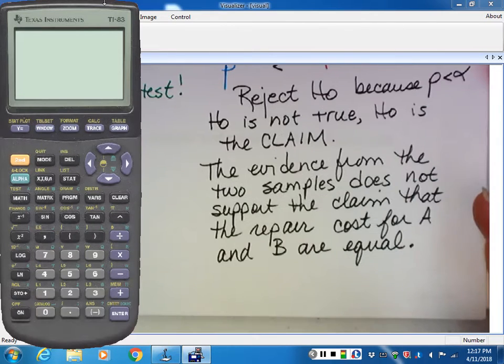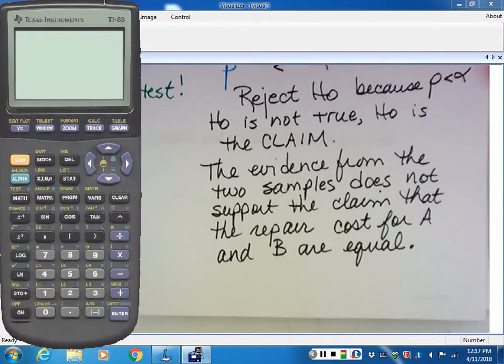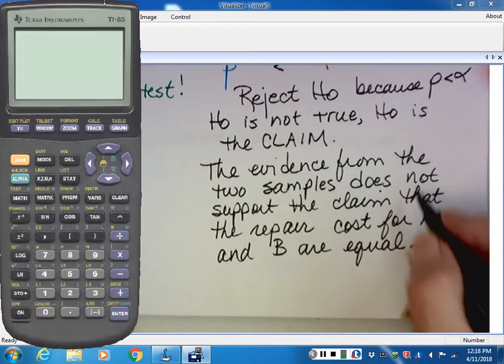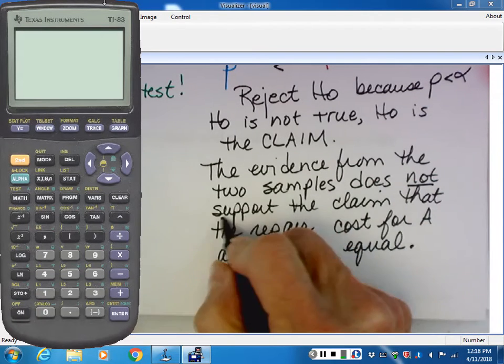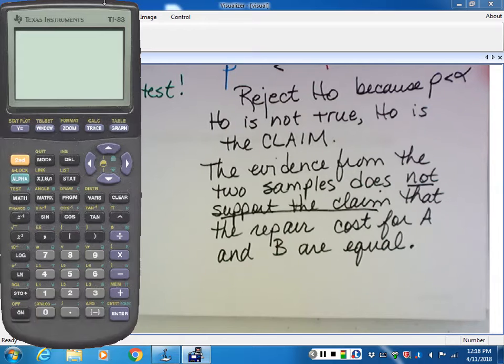There's your conclusion. You reject H0 because p is less than alpha. That means H0 is not true, but H0 is the claim. So the claim is not true. Evidence from the two samples does not support the claim that the repair costs for A and B are equal. The difference was not 0. There was a considerable difference between the two.